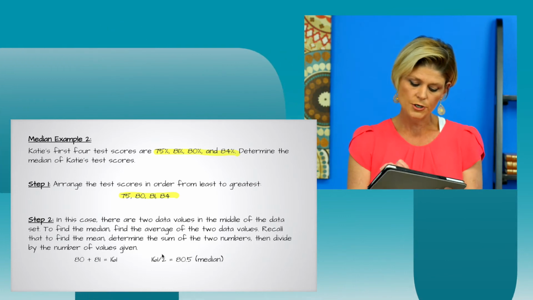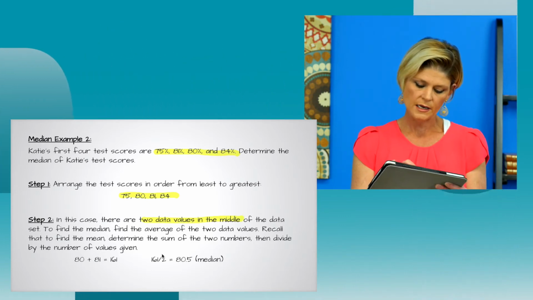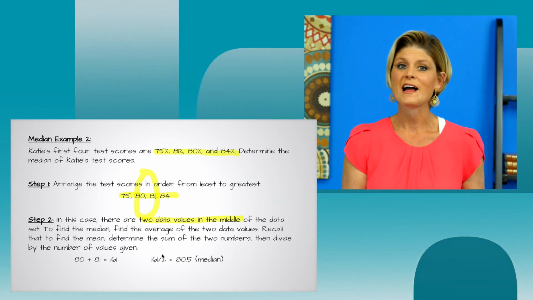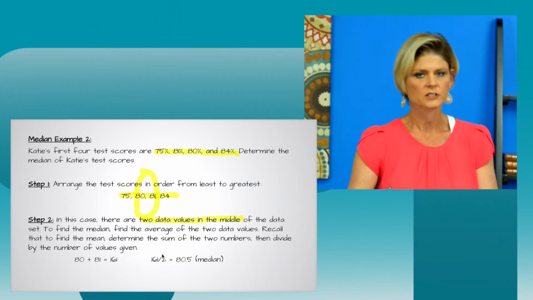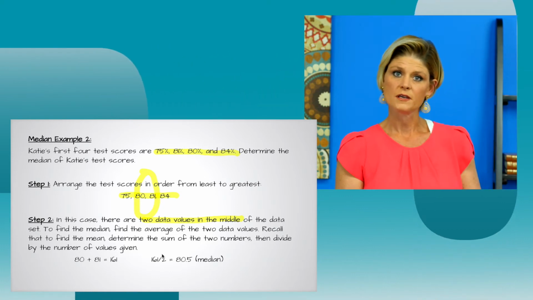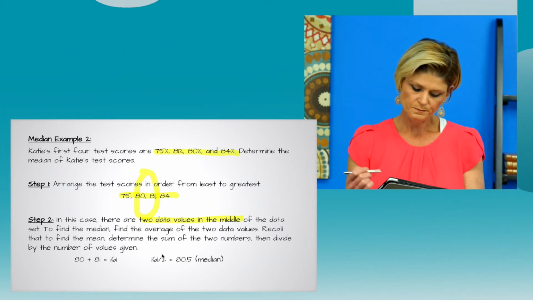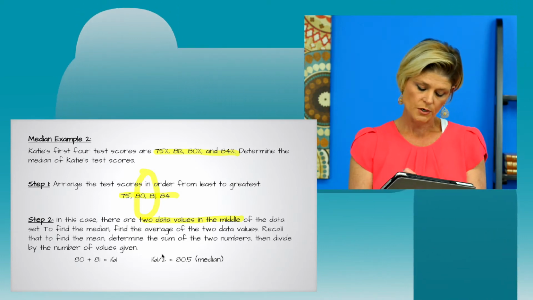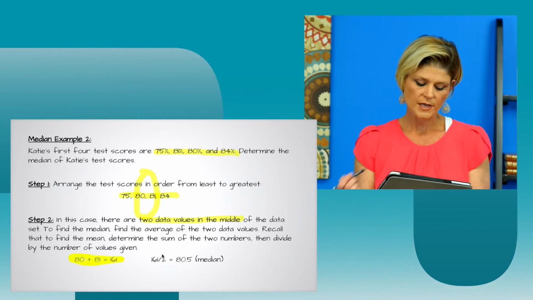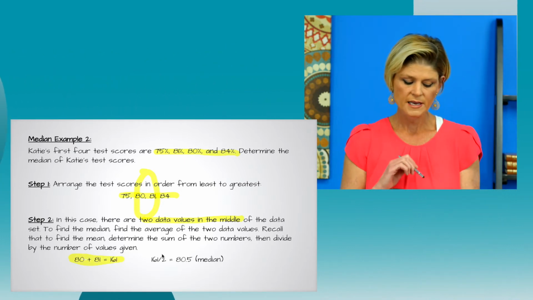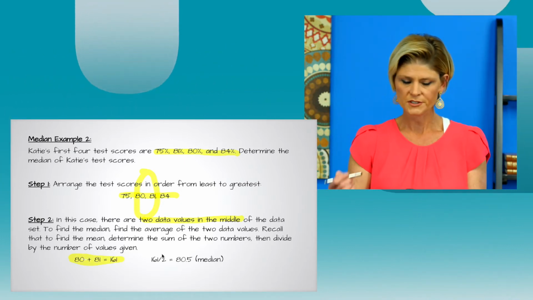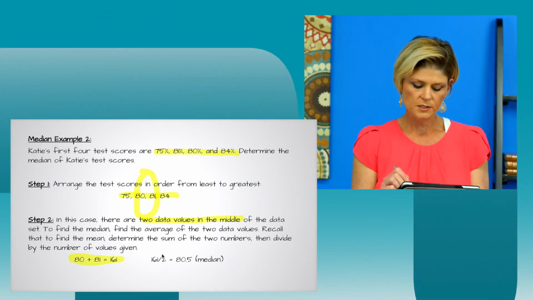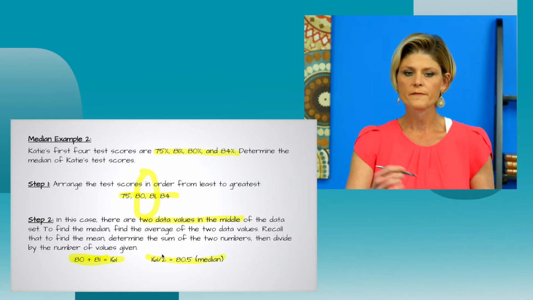In this case, there are 2 data values in the middle, right? 80 and 81. So we're going to find the mean, or the average, like we did in the last section, of those 2 numbers, and that will be our median. So in this example, 81 and 80 are the 2 numbers in the middle. We add them together. We get 80 plus 81 equals 161. And then we divide it by the number of numbers, which is 2. We've got 80 and 81, 2 numbers. So that gives us 161 divided by 2 equals 80.5. And that's the median.